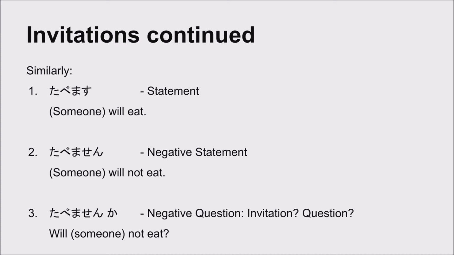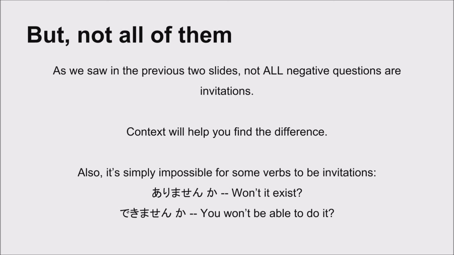So be aware of that. When you're translating, when you're looking at things, when you're trying to communicate, if someone says tabemasen ka, they're not actually asking, oh my gosh, you're not going to eat? They're actually saying more along the lines of, dude, come on, eat with me. It'll be fun, homie. But not all of them are going to be invitations. As we saw in the previous 2 slides, not all negative questions are invitations. Context is the main way of finding out the difference between a question or an invitation.